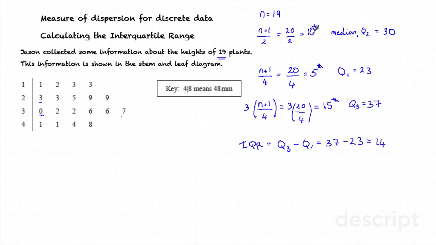Now in this case, the numbers worked out very nicely. I need the 10th, the 5th and the 15th numbers. And we were fortunate that we had 19 plants, giving us 20 divided by 2, etc. The numbers aren't always quite so nice. Let's have a look at another example.